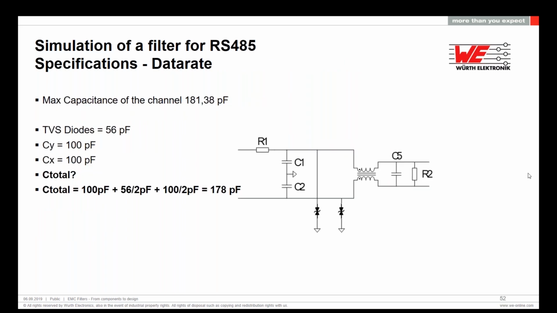If we check which capacitance we have in our system, they are basically the TVS diodes we include, and also the X capacitors and the Y capacitors we have in our system. They all have an effect on differential mode signals. So at the end, we choose all the values so we are below this 181. We are getting 178 picofarads.